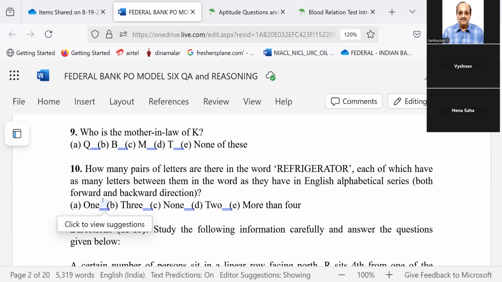Sir, may I please write? Give me some time, sir. I will try to solve. Yes, sir. I will give you 2 minutes. I am also giving you 2 minutes, Vaishnav, why don't you also try? Refrigerator. This type of question, one question will definitely come.